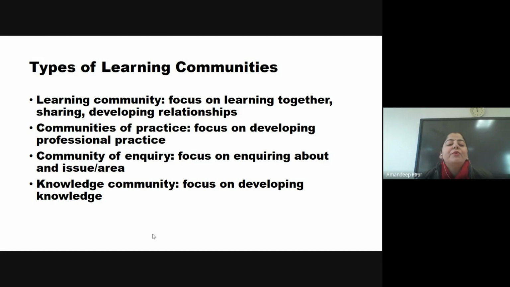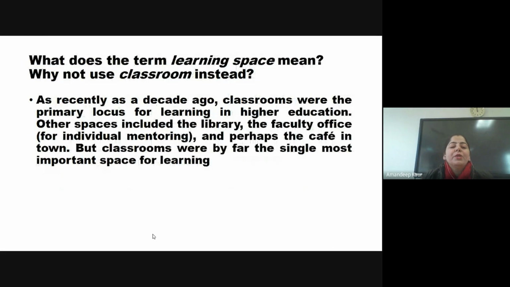Knowledge community, focusing on developing the theoretical base of knowledge. So it can be the library, when a group of students work together in a library, or when a group of students are working on the internet for the collection of information or the collection of literature. So that is a knowledge based community that we are trying to develop by giving different activities to the students.